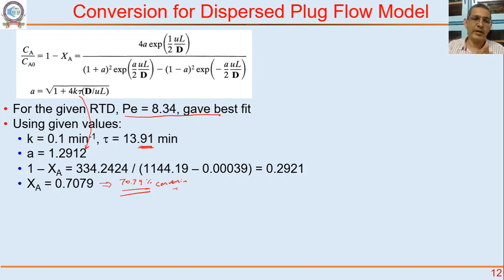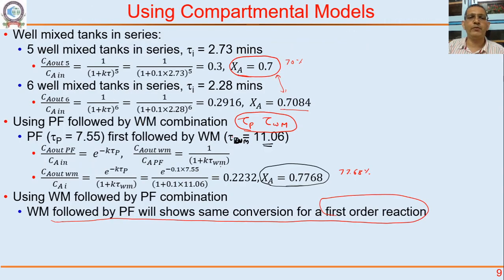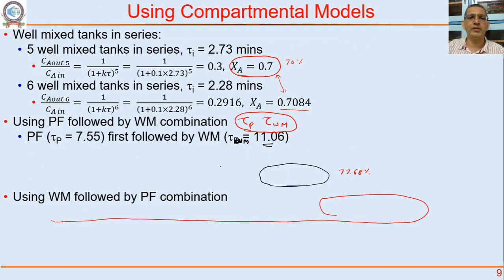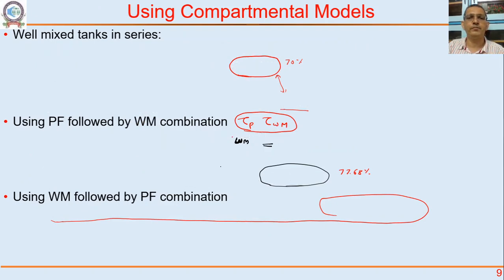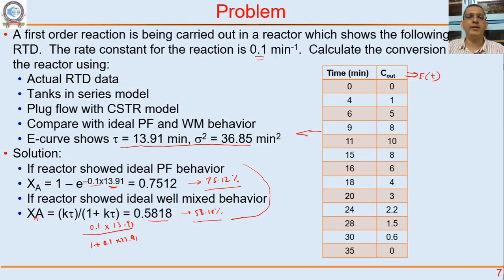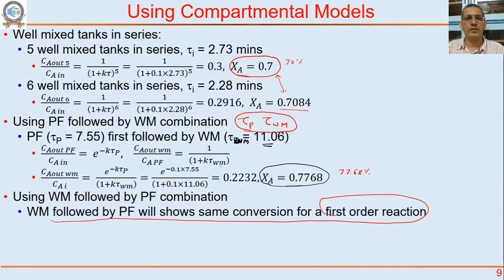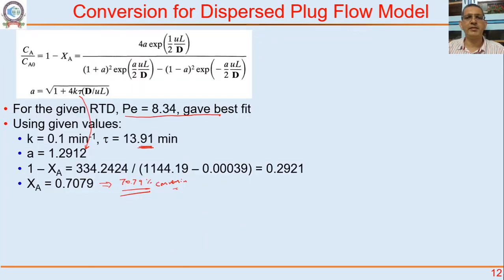The actual reactor in the plant may have maybe 65% conversion, or maybe 75% conversion. We have fitted different models now, and we can calculate for different models what kind of conversion we will get. This is the advantage of the RTD curve, or the advantage of measuring the residence time distribution.